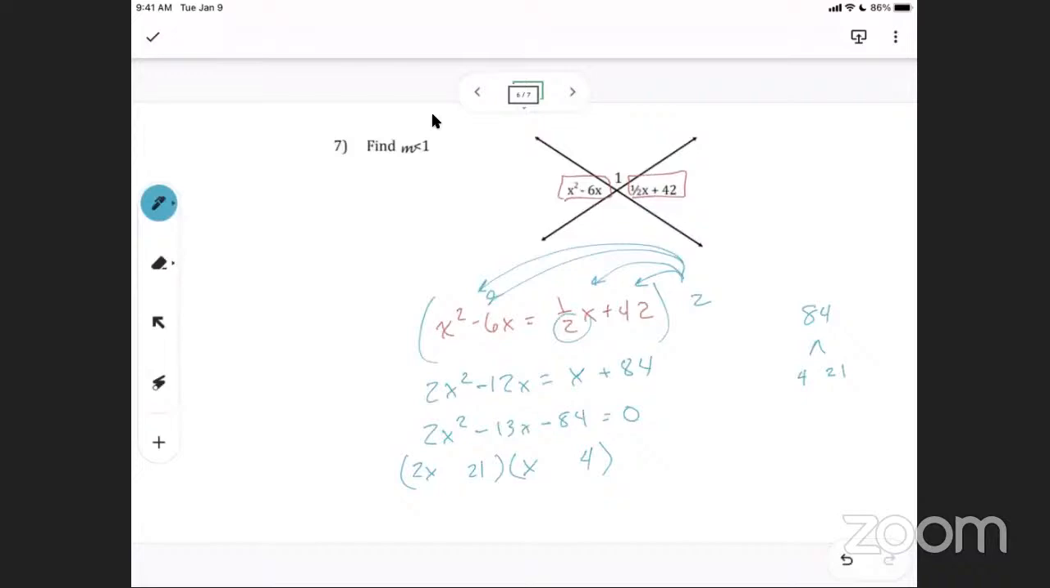Do you follow? You get what I'm saying? So I'm going to make this a negative and that a positive. Why? Because now negative 21 and positive 8 makes negative 13. So 21 times 4 is negative 84, and the inside and the outside make negative 13. Good? Okay, so then just solve each one of those. 2x minus 21 equals 0, and x plus 4 equals 0. And so x equals 21 halves, or x equals negative 4. Now, does one of those not make sense? Or do they both make sense?